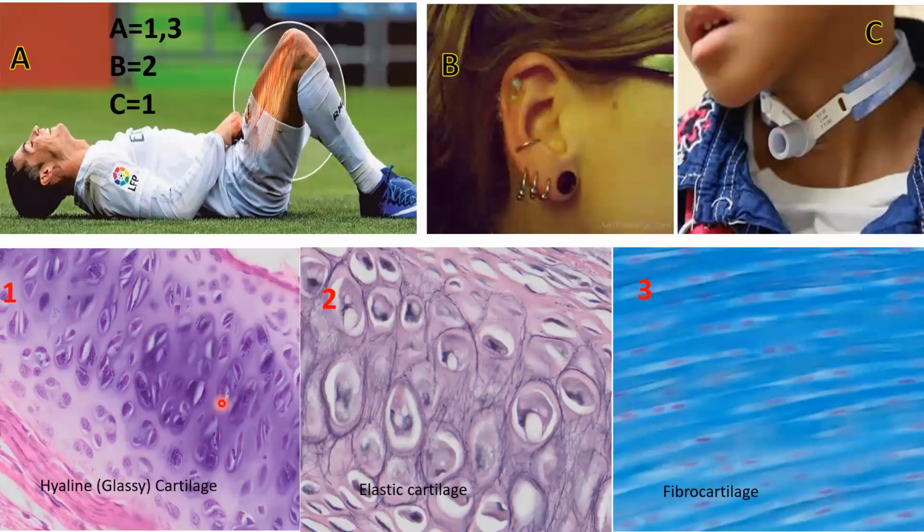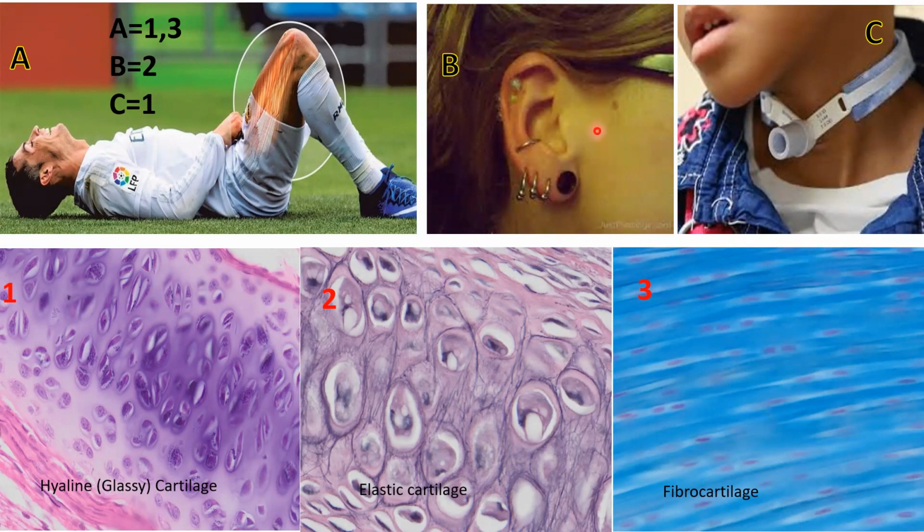Okay, now this is a kind of clinical slide for you. So the guy's knee is hurting, right? I'm asking you guys, which cartilage is really affected? The hyaline, which is in the articulating surface, and the fibrocartilage, which makes the meniscus.